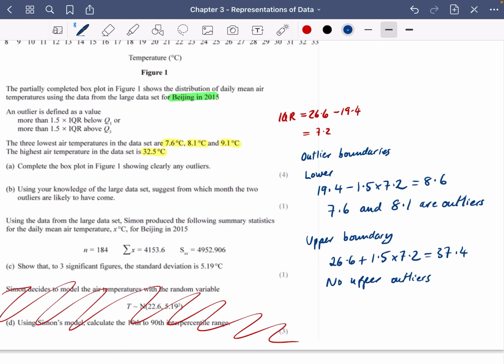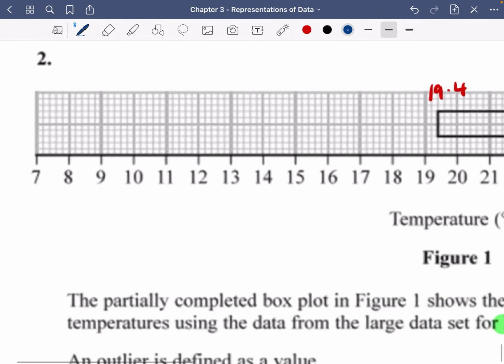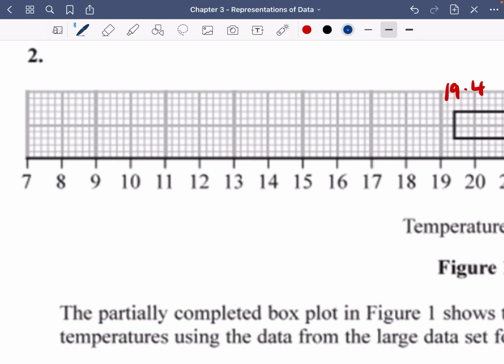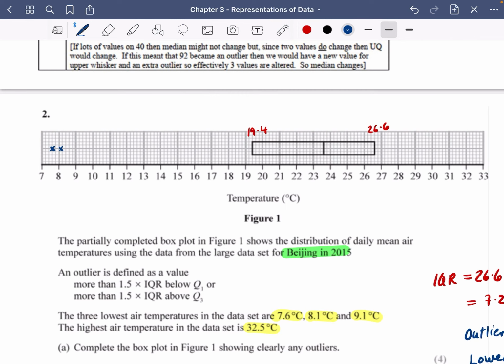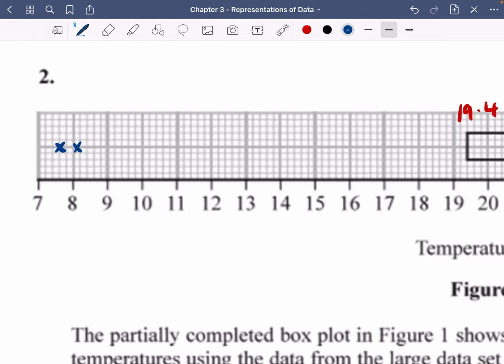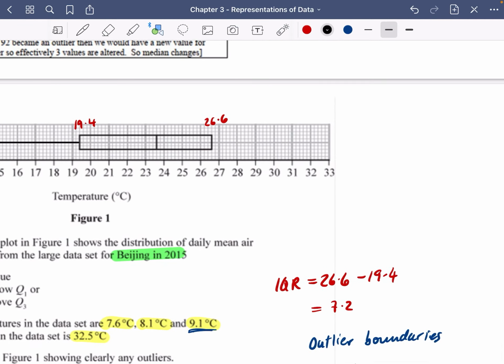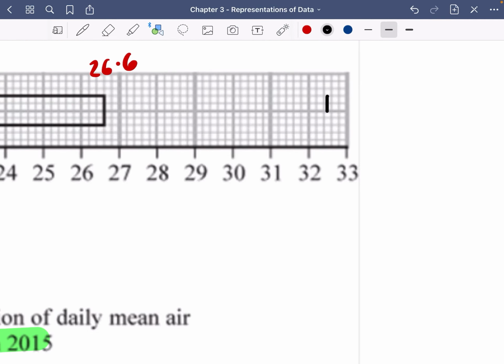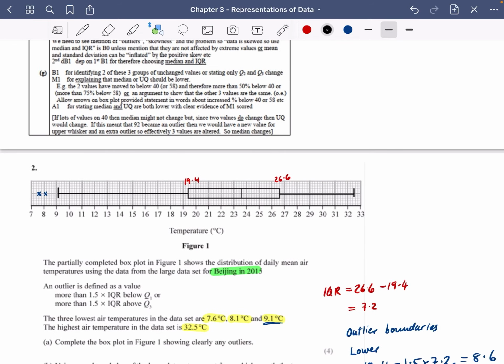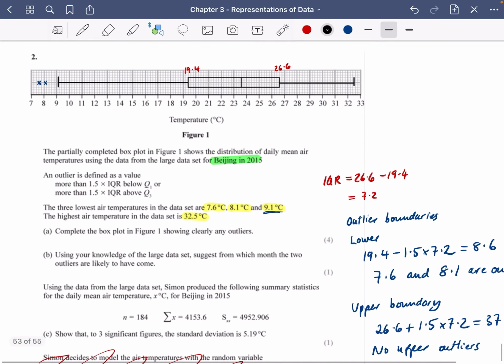So I'm going to put onto the graph the 7.6 and the 8.1 as outliers. And then my next one is 9.1. So I can go to the graph and, at 9.1, put on a little line here. And then I can draw the box plot all the way across. And then my maximum value is 32.5, and I can draw that across. Luckily, that's going to straighten out. So we've got the 2 outliers and we've got the other bits drawn there. 4 marks, seems pretty generous.